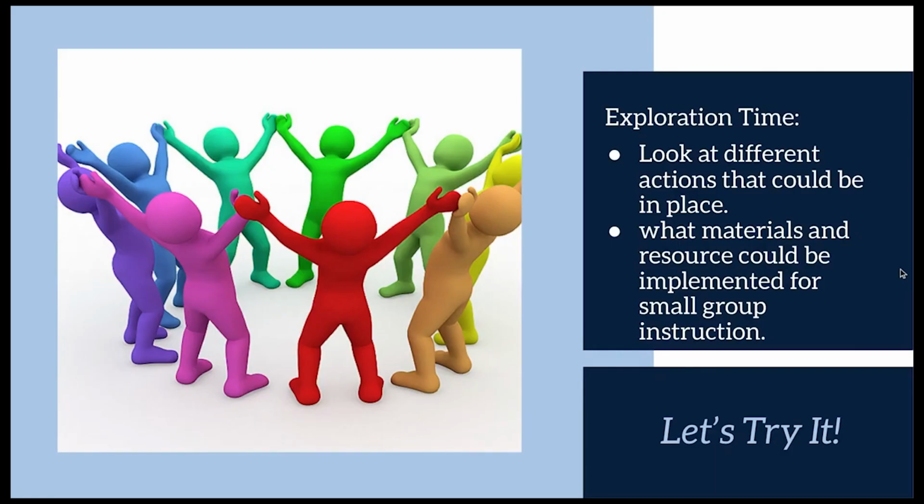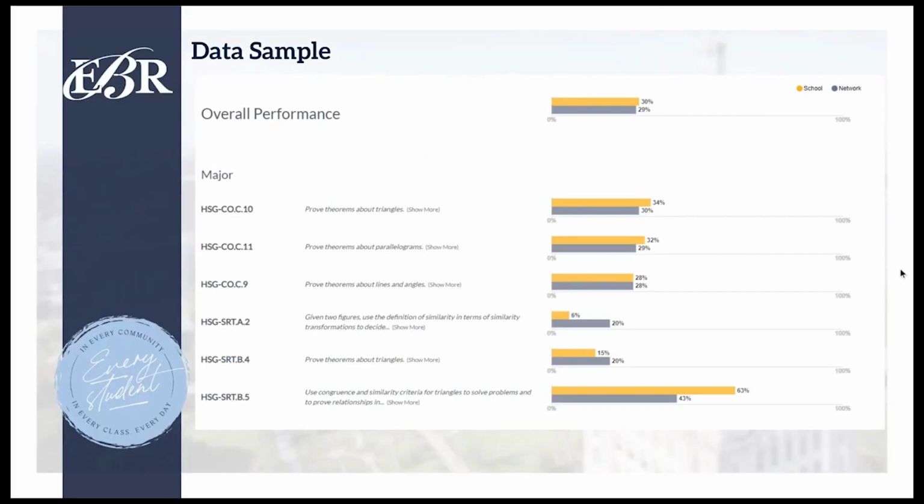So now we're going to look at resources and materials to help us implement small group instruction. So the first thing we want to do is look at an actual data sample. So here's a data sample. If I look at this, I see where my students are performing. So we see the school and the network. So looking at SRTB5, I'm at 63%.